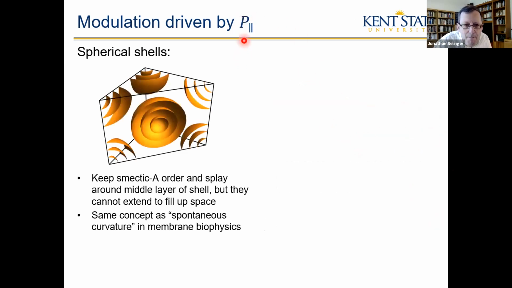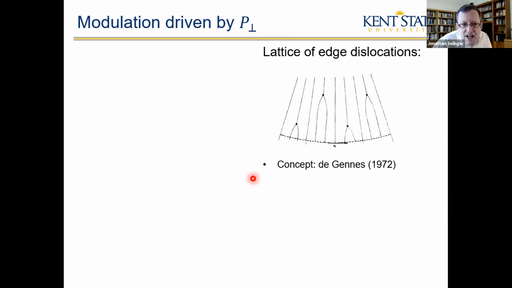What about if there's parallel polar order? Well, then you could get this lattice of onions, micelle-like objects, like the concept of spontaneous curvature in membrane biophysics. And finally, if a smectic liquid crystal has perpendicular polar order, no one's ever thought about that very much, but de Gennes thought about that a little bit a long time ago. And he proposed this thing with a lattice of edge dislocations. Maybe that could happen. It's kind of a TGB-like phase.